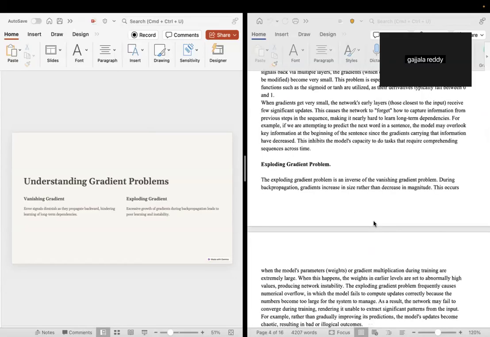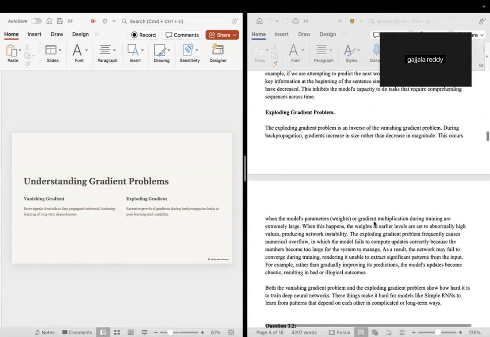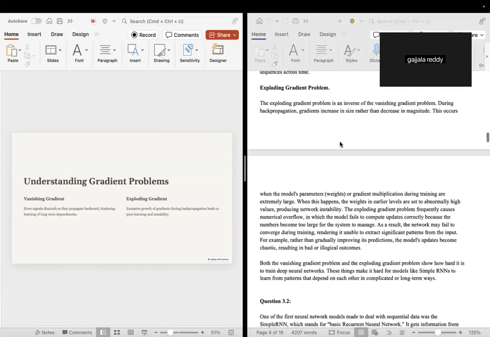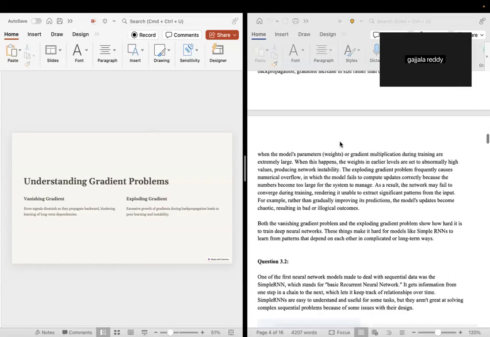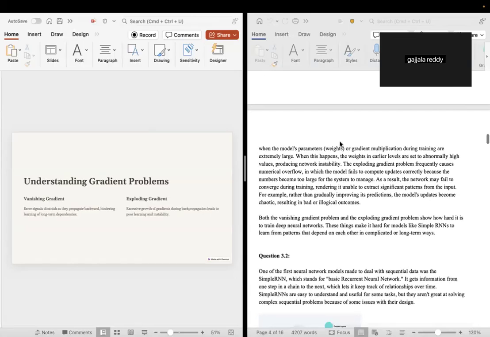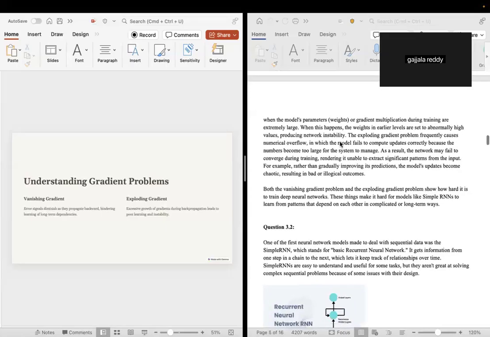Coming to the exploding gradient problem, this is the inverse of the vanishing gradient problem. During backpropagation, gradients increase in size rather than decrease in magnitude. This occurs when the model's parameters or gradient multiplication during training are extremely large. When this happens, the weights in earlier layers are set to abnormally high values.